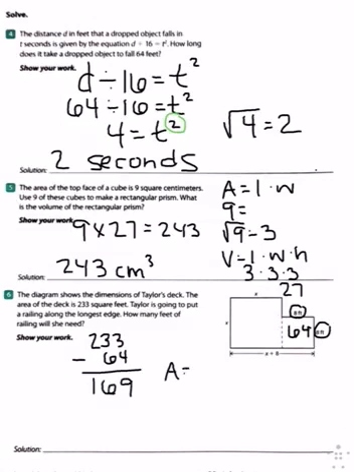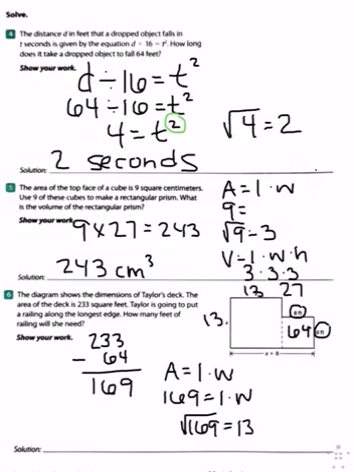Again, area is length times width. My area is 169, so I'm going to take the square root of 169, which is 13. My other dimensions are 13 by 13. So the longest edge is going to be 13 plus 8. 13 plus 8 is 21. So 21 feet.